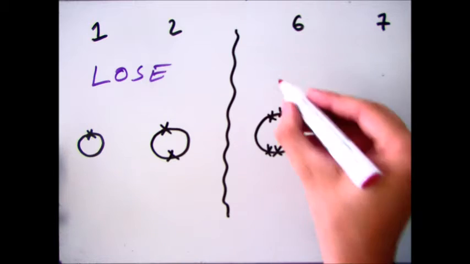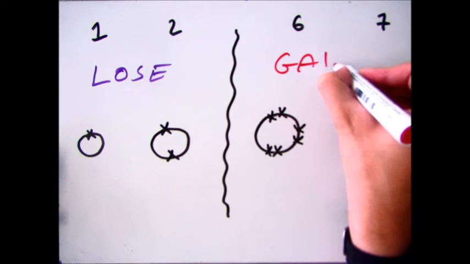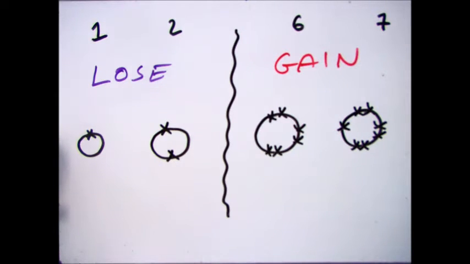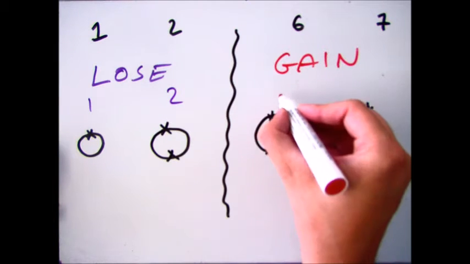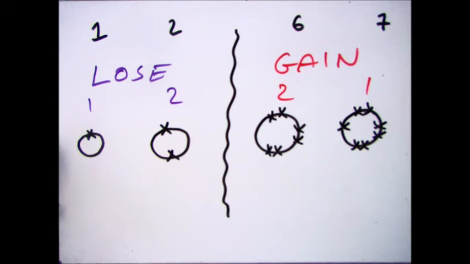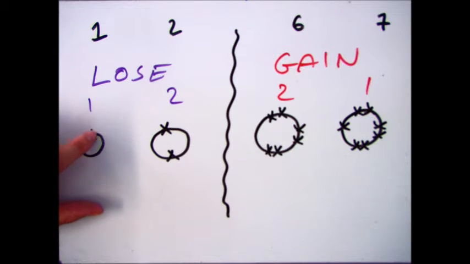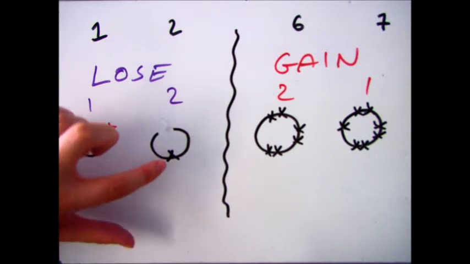And then work out whether they want to gain or lose. So groups 1 and 2 want to lose electrons to get a full outer shell, groups 6 and 7 want to gain them. You then need to know how many. So if it's in group 1, it needs to lose 1 to get a full outer shell. Group 2, it needs to lose 2. Group 6, it needs to gain 2 to get 8. And group 7, it needs to gain 1 to get 8.